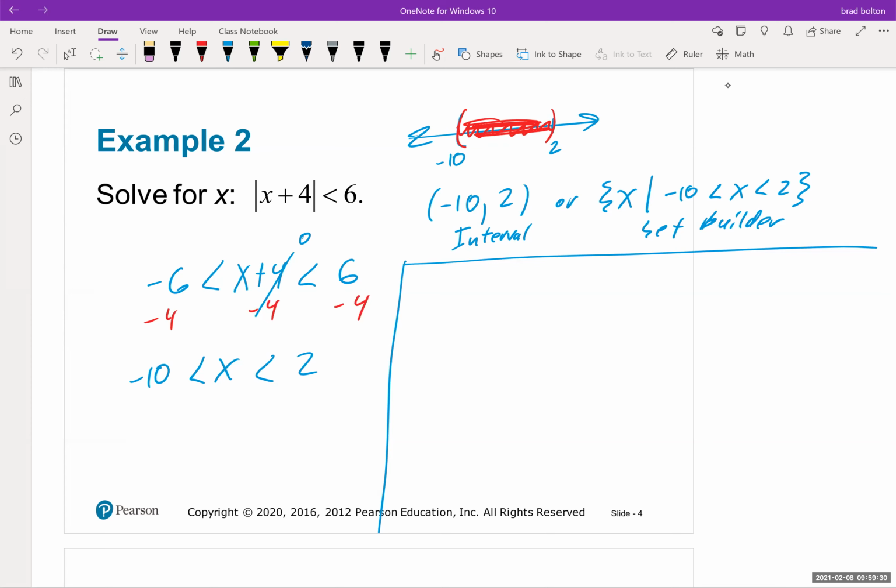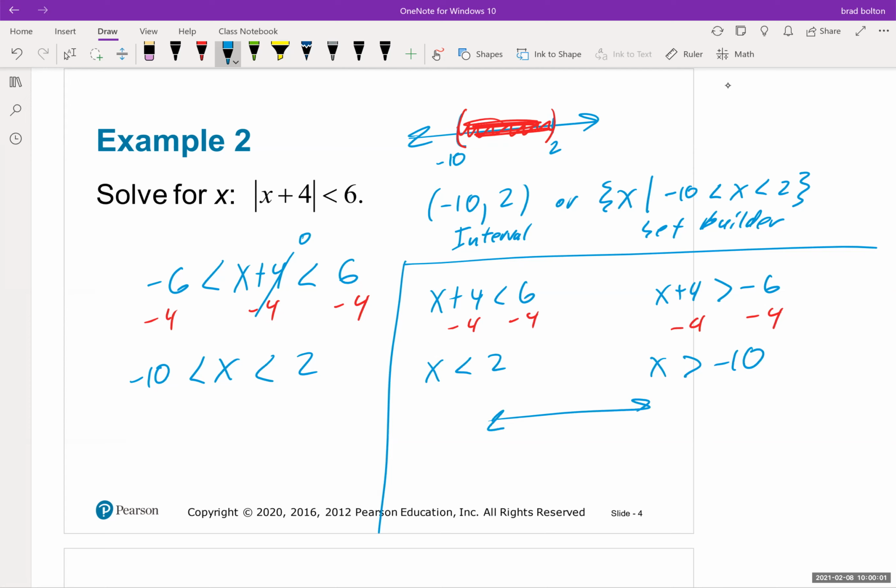Because it's a less than, or because I just want to do it my old way, I'm going to do the positive version. X plus 4 less than 6, sorry about that. And then here's the negative version: X plus 4 greater than negative 6. Remember, I just changed the direction of the symbol because I put a negative over on the other side. I moved it. So now let's subtract 4, subtract 4, subtract 4, subtract 4. So we have X is less than 2 and X is greater than negative 10.